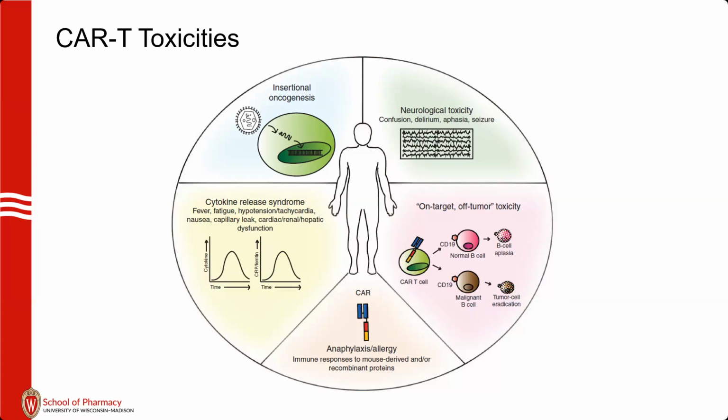And then finally, we talk about on-target off-tumor toxicity. For example, with our CD19 products, due to that CD19 targeting of the CAR product, we see B-cell aplasia, prolonged hypogammaglobulinemia, and resultant infections. And there can be other types of that on-target toxicity as well.